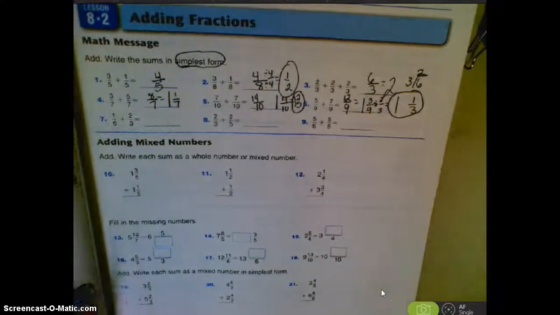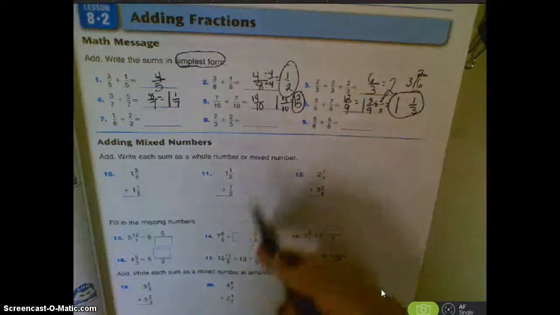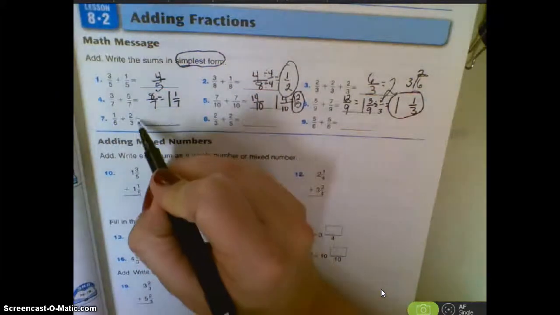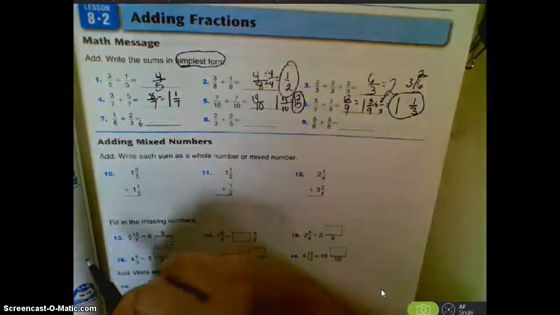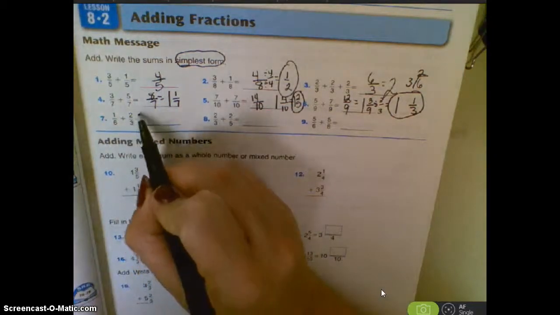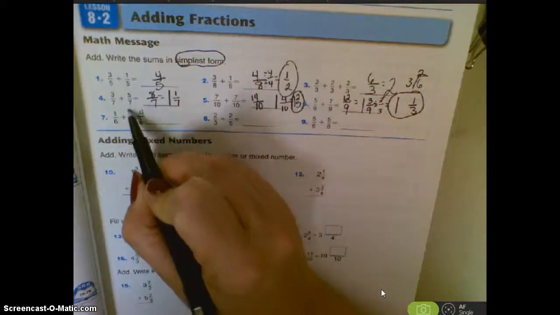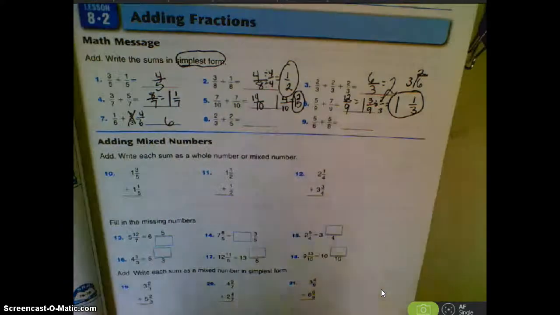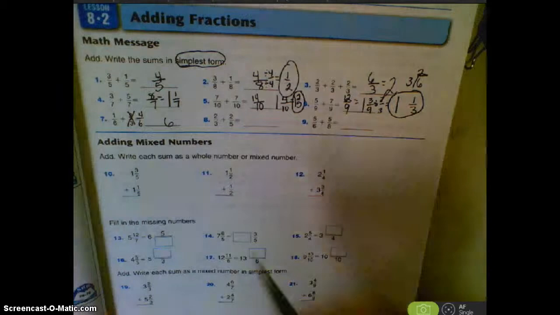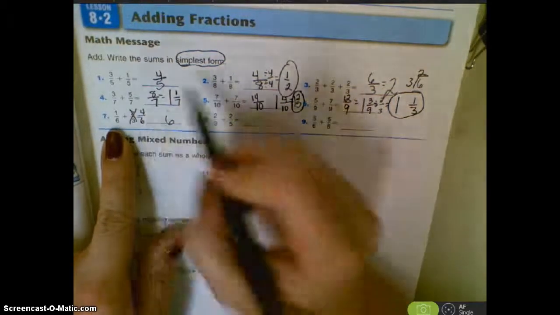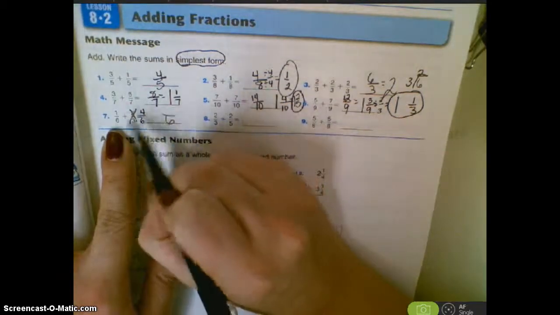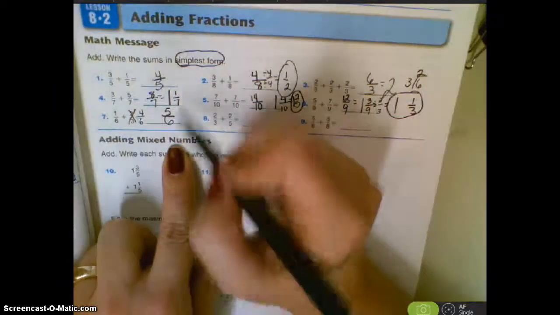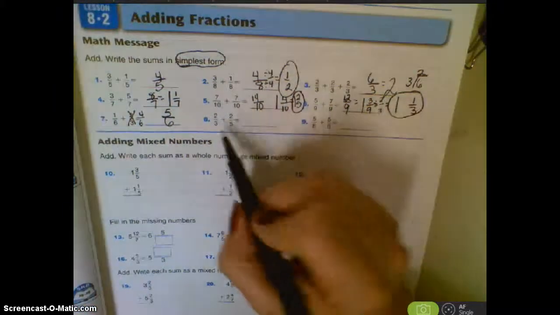My next one now, I don't have the common denominator, so I need to do a little bit of regrouping. So I'm going to change this to an equivalent fraction, and I'm going to multiply them both by 2. 3 times 2 is 6, 2 times 2 is 4. So I'm going to cross this one out because I've got an equivalent fraction. Now that I have that same denominator of 6, I can just add my numerators together. 4 plus 1 is 5. And this one is already in simplest form because I can't reduce it anymore.